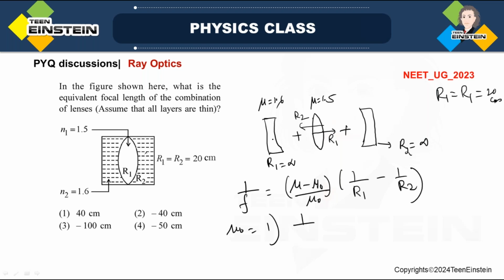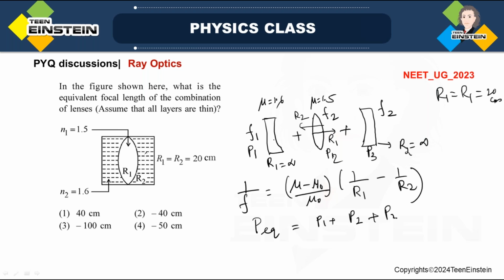So what I'll get for this lens, let me take the focal length of this one as f1, focal length of this as f2, and focal length of this as f3. So 1 over f means power, right? So let us write the powers as p1, p2, and p3. The equivalent power will be p1 plus p2 plus p3, with the proper sign of p. Let me tell you what f1 is. Let us find out for this.